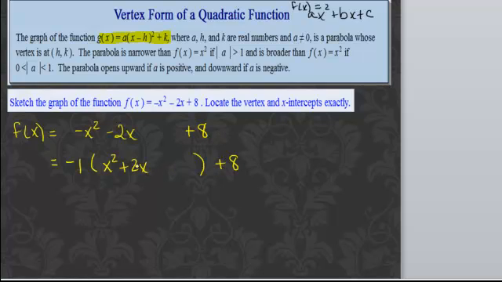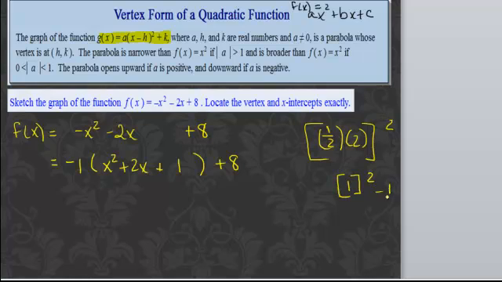Now to complete the square, we take half of b, so half of 2 is 1, and we square that. That means we get a 1. We add a 1 in here. So this 1 came from the fact that we took half of 2, and then we squared it. Half of 2 is 1, and 1 squared is 1. That's where this 1 came from.